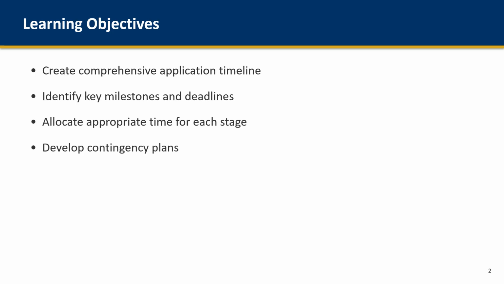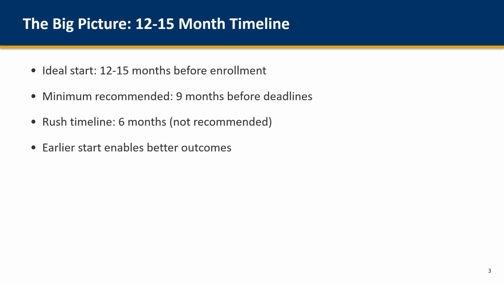Third, you'll allocate appropriate time for each stage of the process. The common mistake is giving everything equal time. Some components deserve more attention, some have fixed time requirements. Fourth, you'll develop contingency plans for common timeline disruptions. Life happens. Build plans that survive the unexpected. Let's start with the big picture. Let me give you the big picture first.